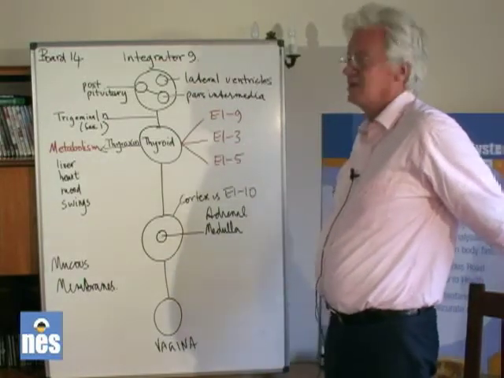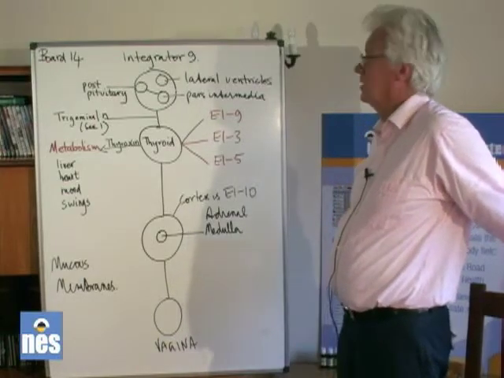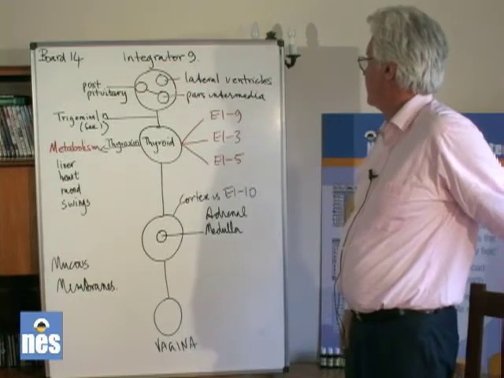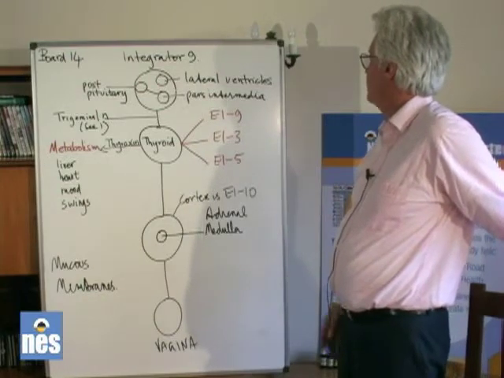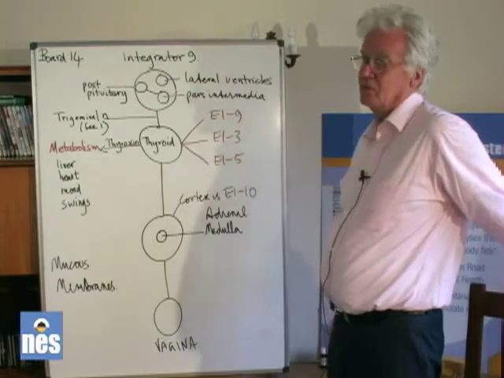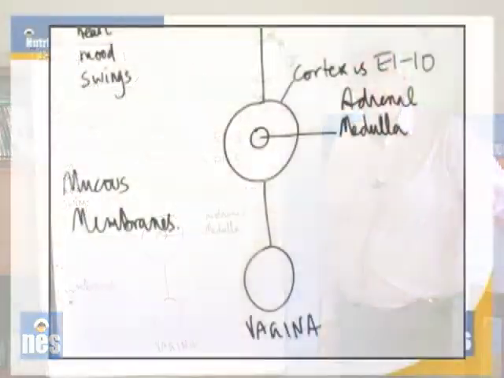Thyroid is difficult because it's got several different things going across it. I think the stomach channel goes right across the thyroid as well. Integrator 9, integrator 3, integrator 5, all going to affect thyroid. No wonder it goes wrong so much.